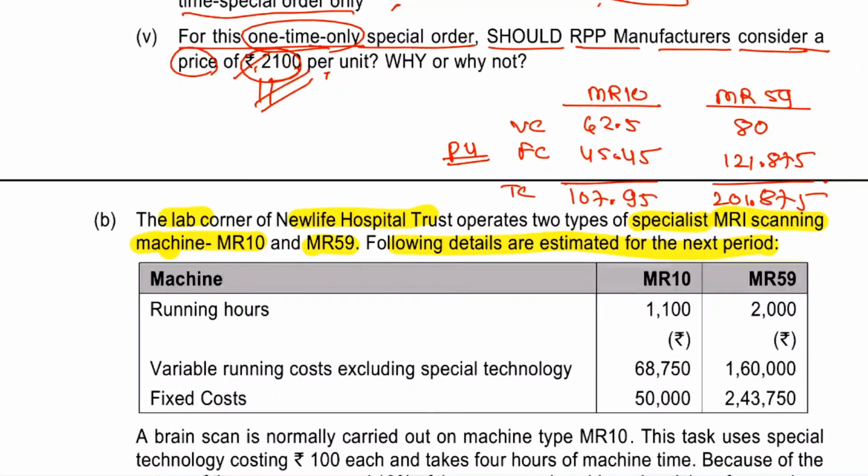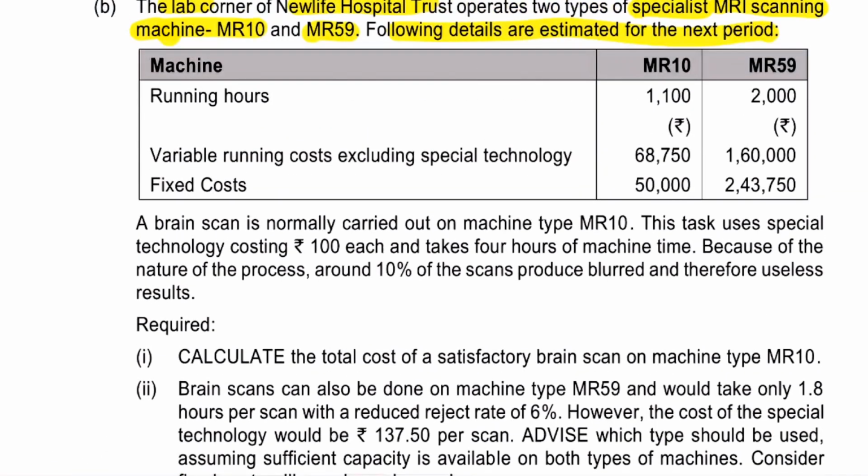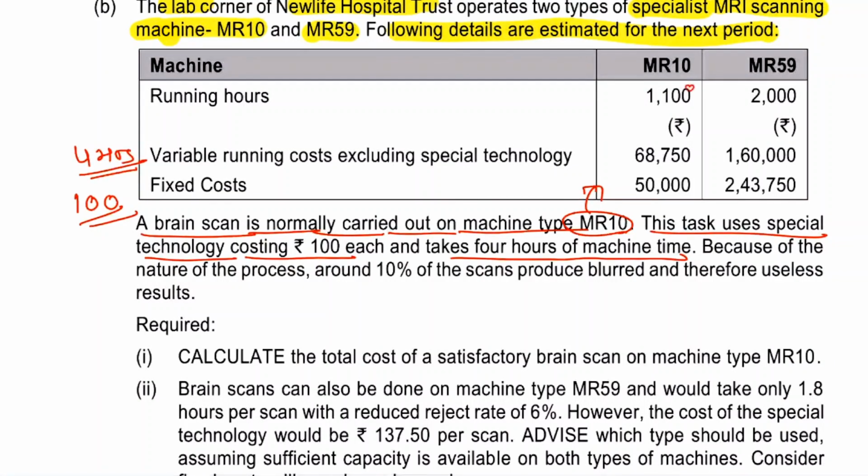Okay. Now let's read the question. What is being asked? A brain scan is normally carried out on a machine M10. So we do brain scanning on this machine आपका MR10 के ऊपर. This task uses special technology costing rupees 100. So there is one more cost you have to incur and takes 4 hours of the machine time. So if I do brain scan on MR10, 4 hours are required, and your cost is 100 rupees, some technology for that matter.